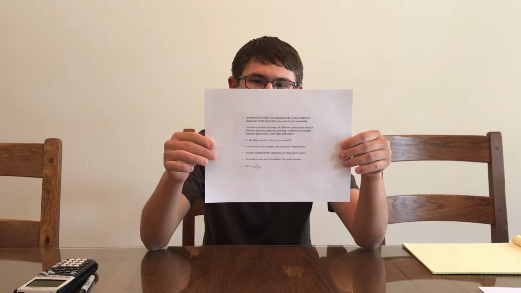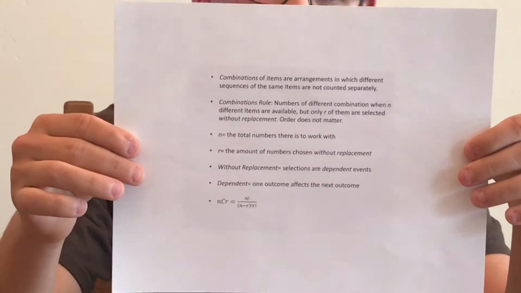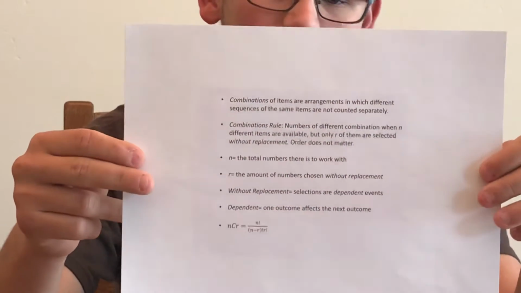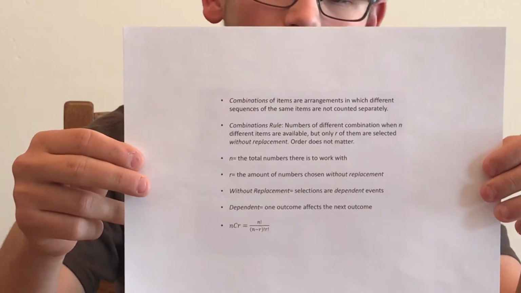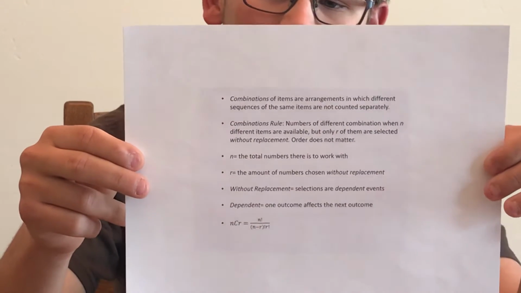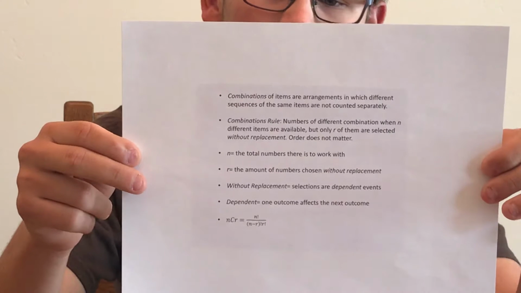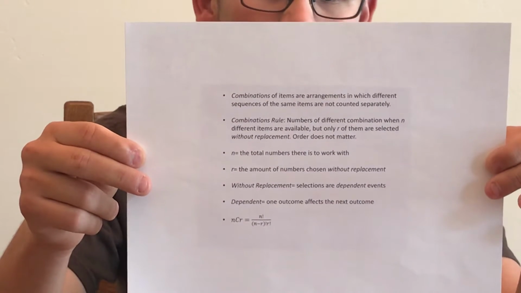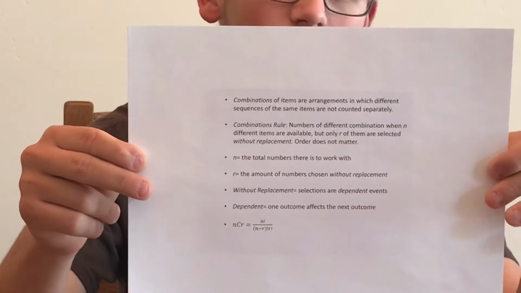Combinations of items or arrangements are when different sequences of the same items are not counted separately. And this applies when we're talking about the combinations rule. The combination rule states the number of different combinations when n different items are available, but only r of them are selected without replacement. The order does not matter with the combination rule.